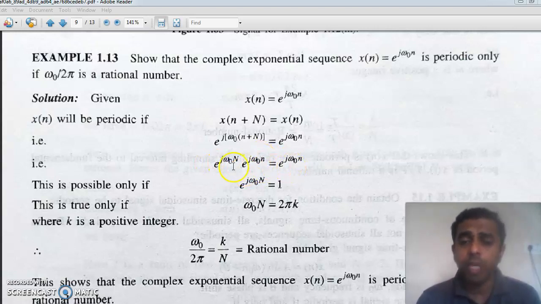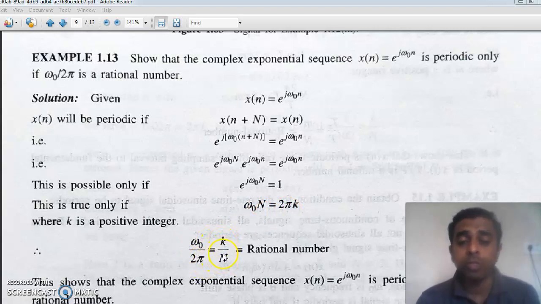How can this be equated? If they are periodic, this equation should hold good. They are periodic only when this whole term is 1, that is e raised to j omega naught capital N is equal to 1. Now how is this term 1? When the angle, that is j theta, when theta is a multiple of 2 pi, then definitely e raised to this complete term will be equal to 1. That means omega naught N should be equal to 2 pi k. That is omega naught by 2 pi is equal to k by capital N.